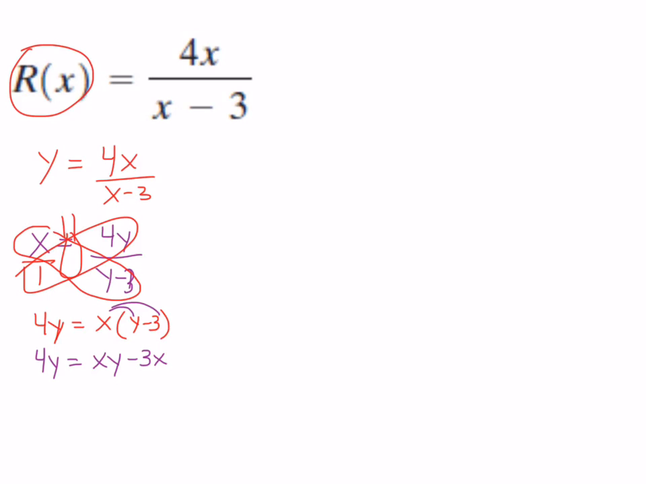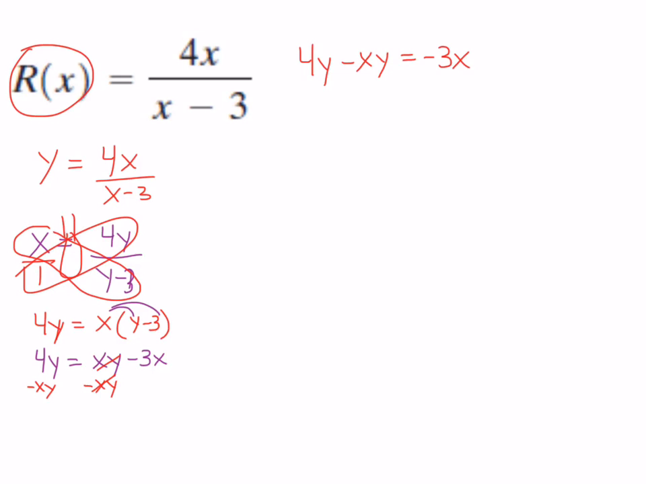So remember, we want to get y on one side. That's my goal. I want to solve the equation for y. Everything else on the other side. Well, so 4y is already on the left, and usually we like y on the left. So I'm going to subtract xy to the other side here. Now, you may have seen this before. If not, then this will make a lot of sense once I explain it here. So I have 4y minus xy equals, I have a negative 3x on this side.